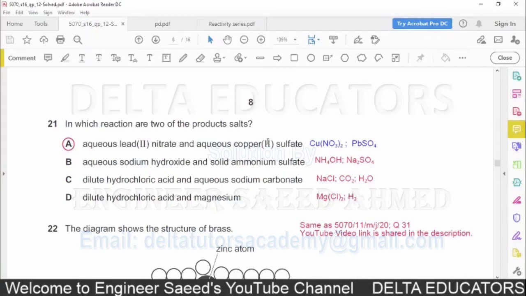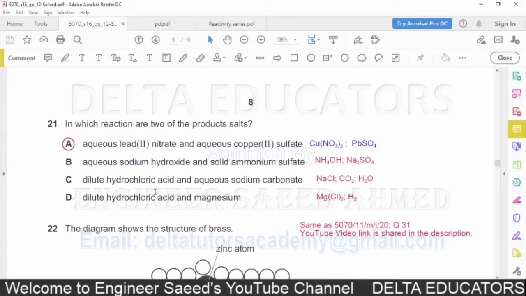Okay, what is given in the other options? In option B, sodium hydroxide and solid ammonium sulfate. When we react sodium hydroxide and solid ammonium sulfate, we get ammonium hydroxide and sodium sulfate. Here sodium sulfate is a salt, but ammonium hydroxide is not a salt, it is an alkali. So this option is incorrect.